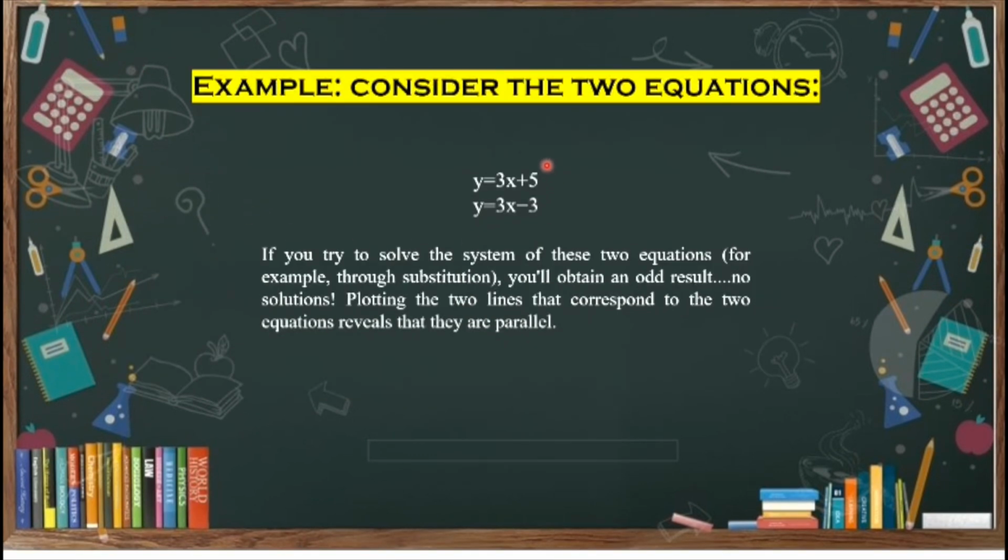And last example, consider the two equations. For the first equation, we use y equals 3x plus 5, and for the second equation, we use y equals 3x minus 3. If you try to solve the system of these two equations, for example through substitution, you will obtain an odd result: no solution. Plotting the two lines that correspond to the two equations reveals that they are parallel.